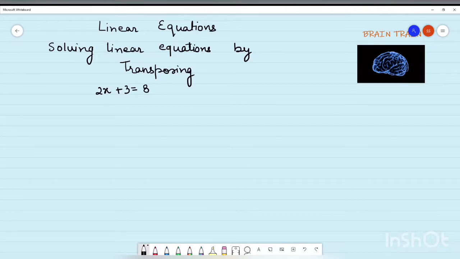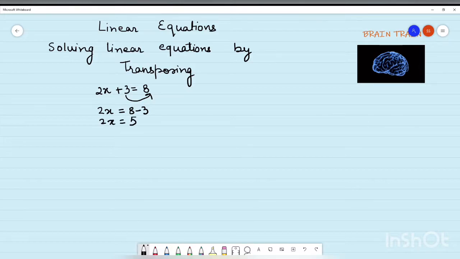In this example, 2x plus 3 is equal to 8. What we'll do, we'll take 3, which is a constant term, to the right hand side with 8. 2x is equal to. Here, we'll change the sign of 3 from positive to negative. Whenever we transpose, we separate variables and constants. When we take them from left hand side to right hand side, we change its sign. It will become negative 3. So 2x will be equal to 5.